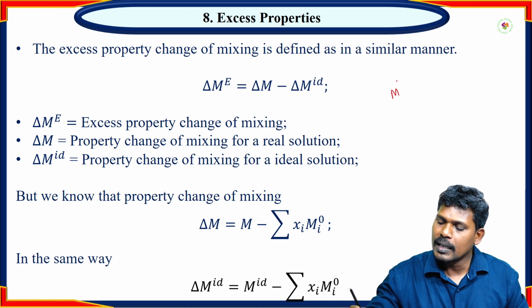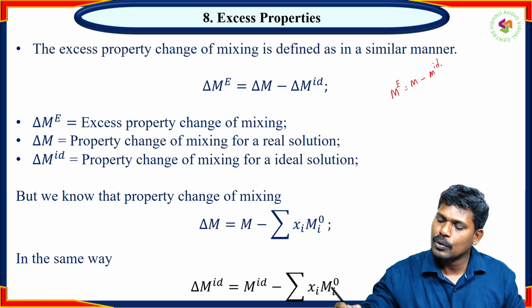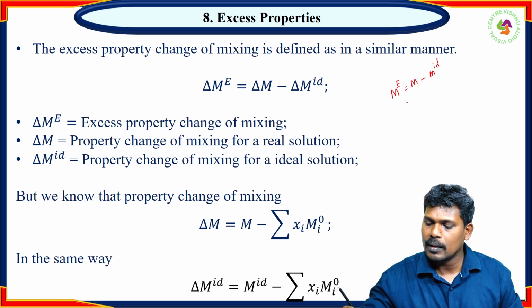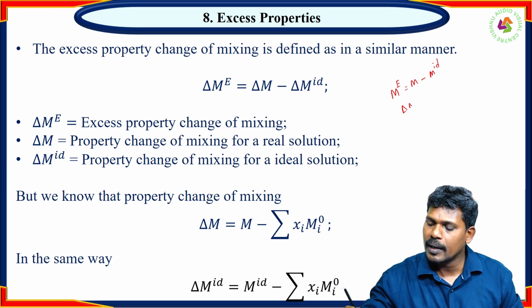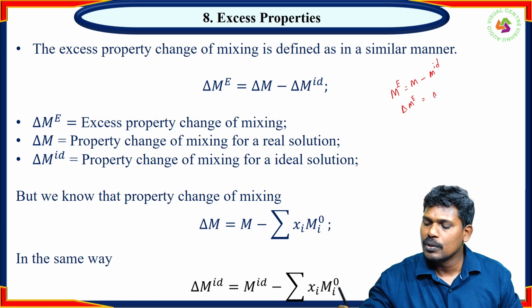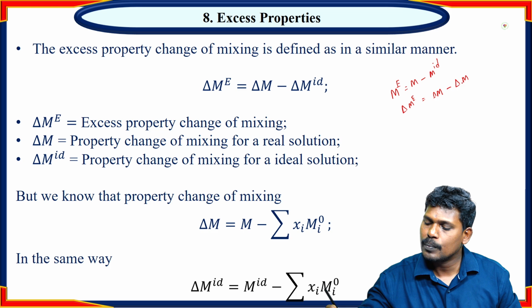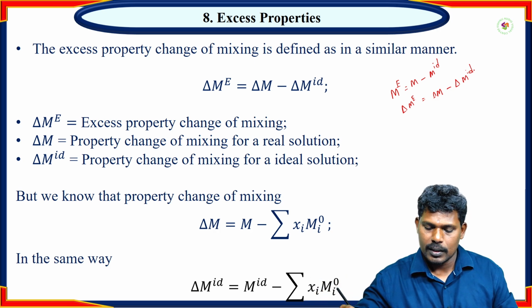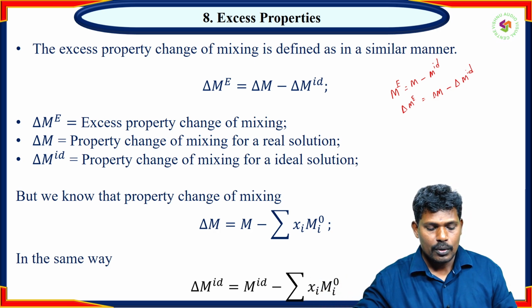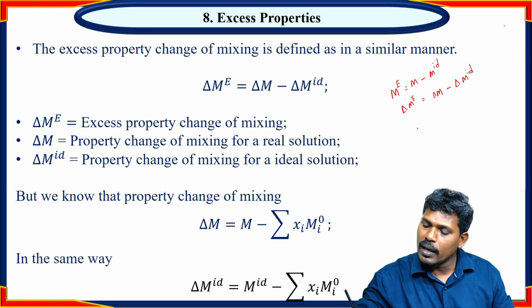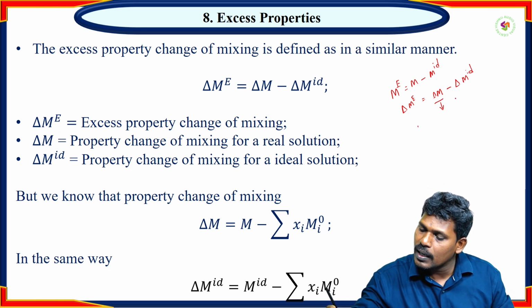So ME is equal to M minus M ideal. So taking the difference for all the terms, delta ME, the change of excess property, is equal to the change of property in a real state minus the change of property in an ideal state. But we know already, now we will define what this one is and what this one is.